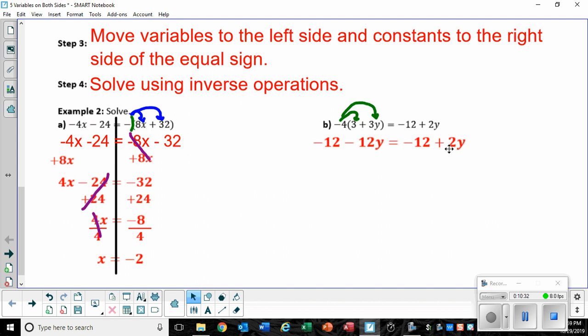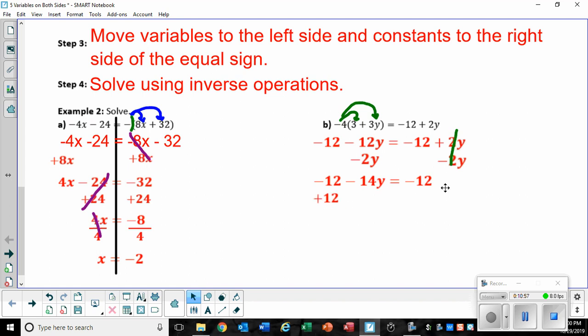So to undo this plus 2y, I'm going to subtract 2y from both sides. These will cancel out, and these will just add together or subtract. So I have -12 minus 2. I bring down the -12 in the front, do this math, I get -14y, and then bring down the -12 here.